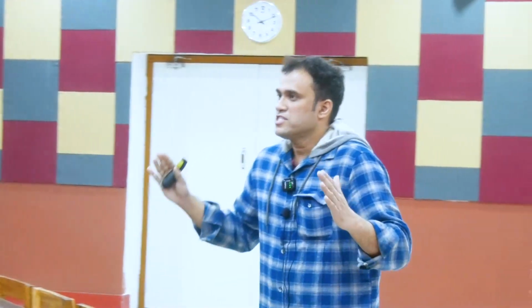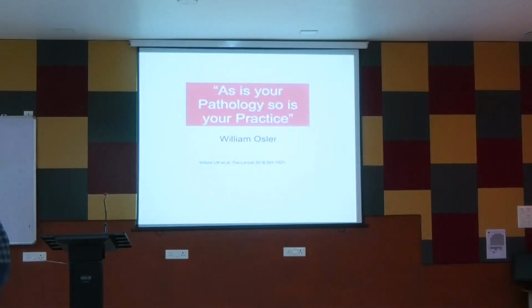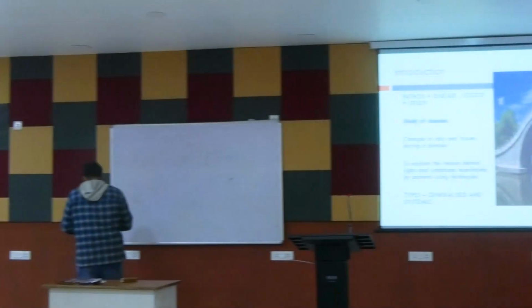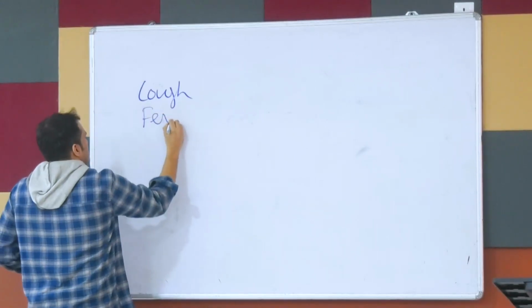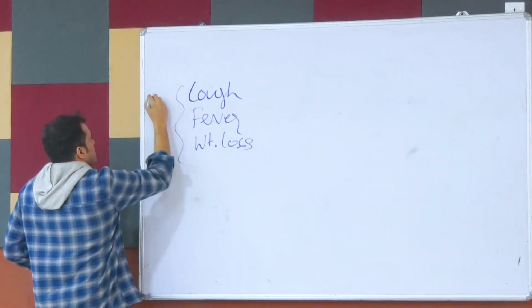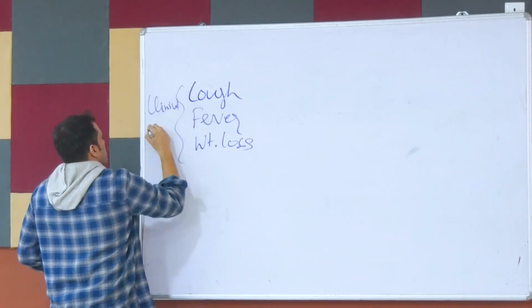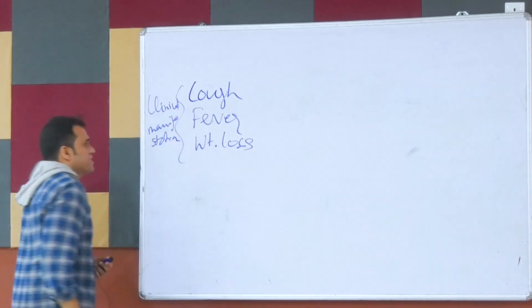See, pathology is in second year. When you go into practice, the patient will never come and tell you, I have this particular disease. For example, a patient presents with cough, fever, weight loss, right? These are the clinical manifestations. You can see it, right? These are the clinical manifestations.